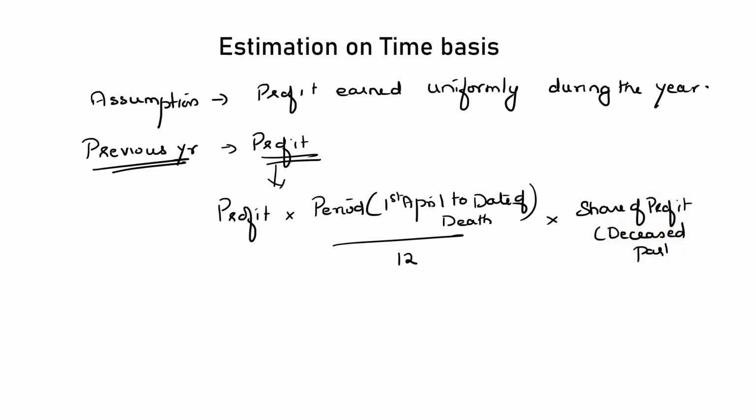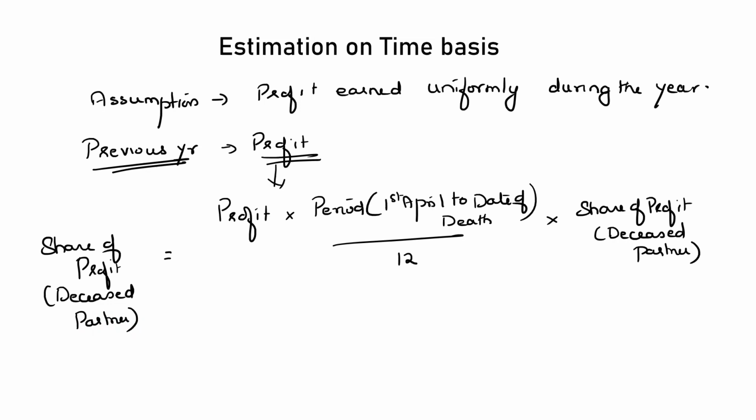So suppose it was an equal partnership and there were 3 partners. The deceased partner's share is also 1 by 3. So we'll apply to that particular period profit the share of the deceased partner, 1 by 3, and get the share of profit that would be of the deceased partner. So this way, using this formula, we would ascertain the share of profit, or if there was a loss, the share of loss of the deceased partner.